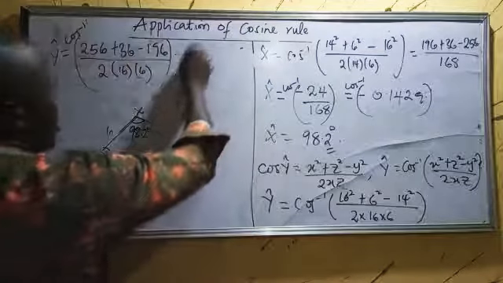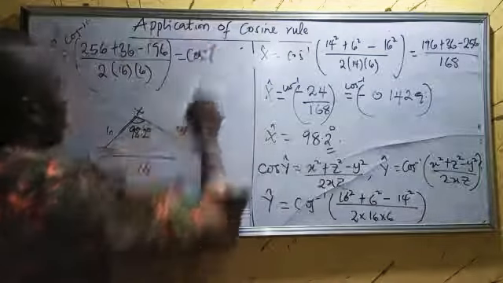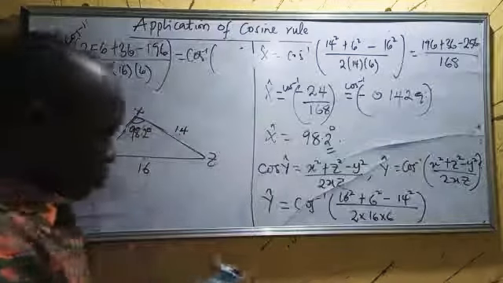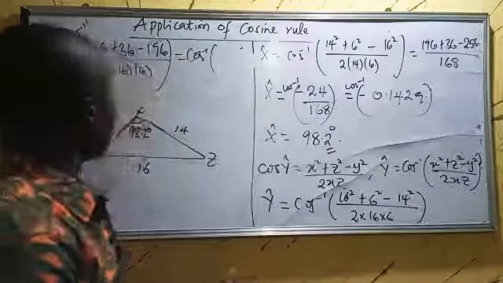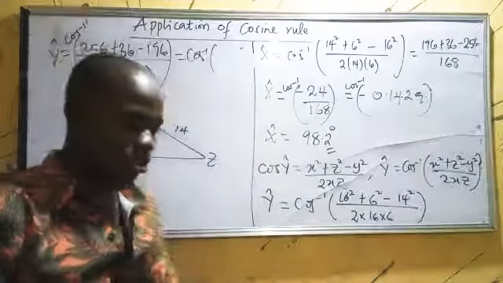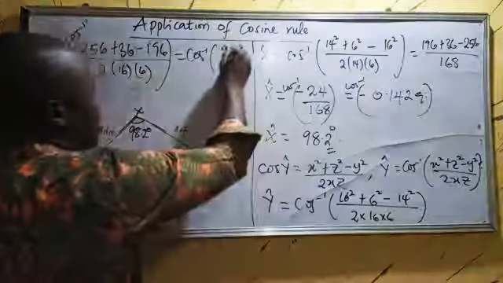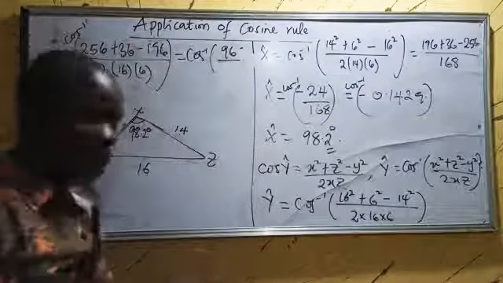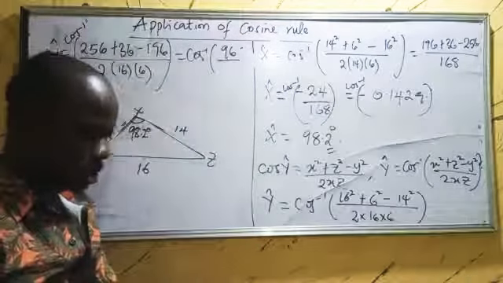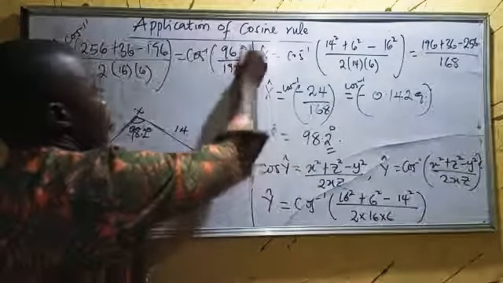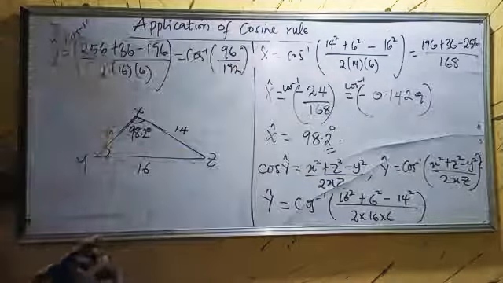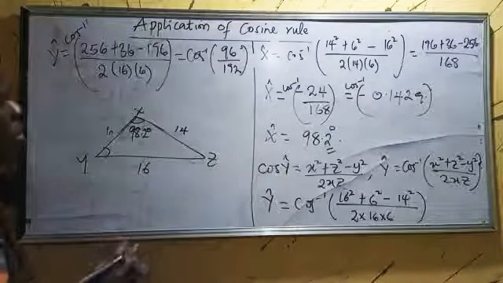Understand? Your cos inverse is f, so we have cos inverse to be equal to, now 256 plus 36 minus 196 will actually give us what? We have 96 over 2 times 16 times 6. So we are going to have 192. Understand? So from there, what do we do?